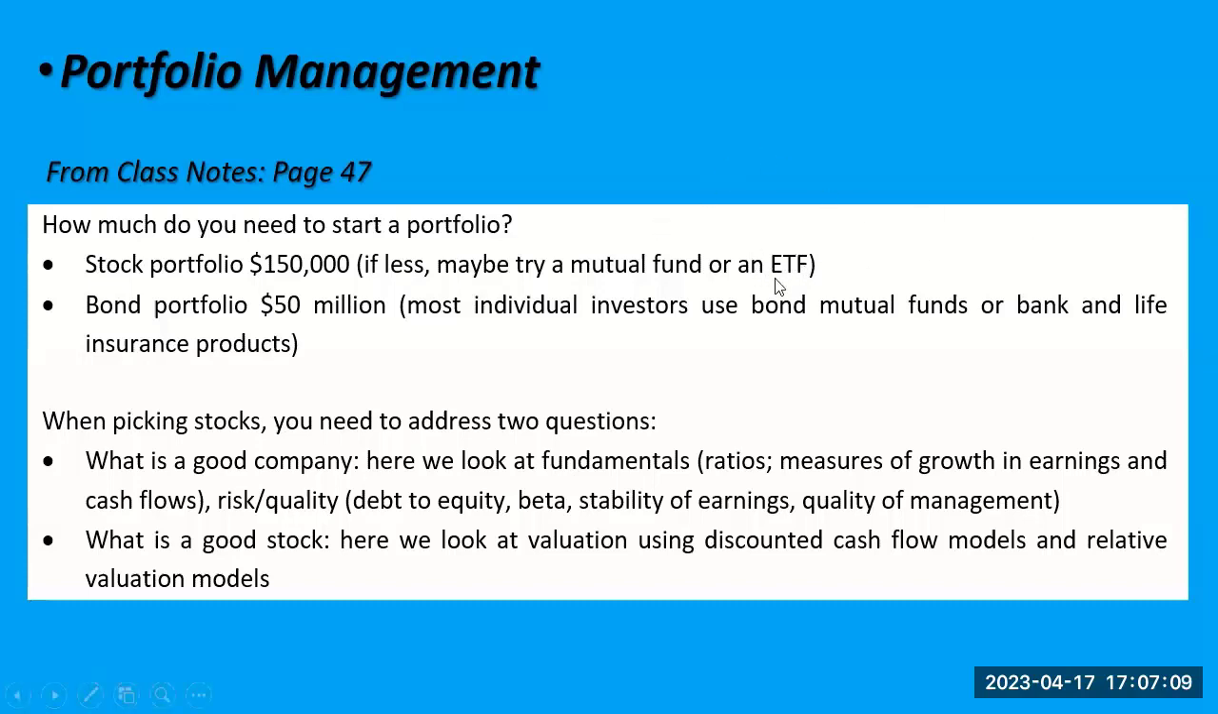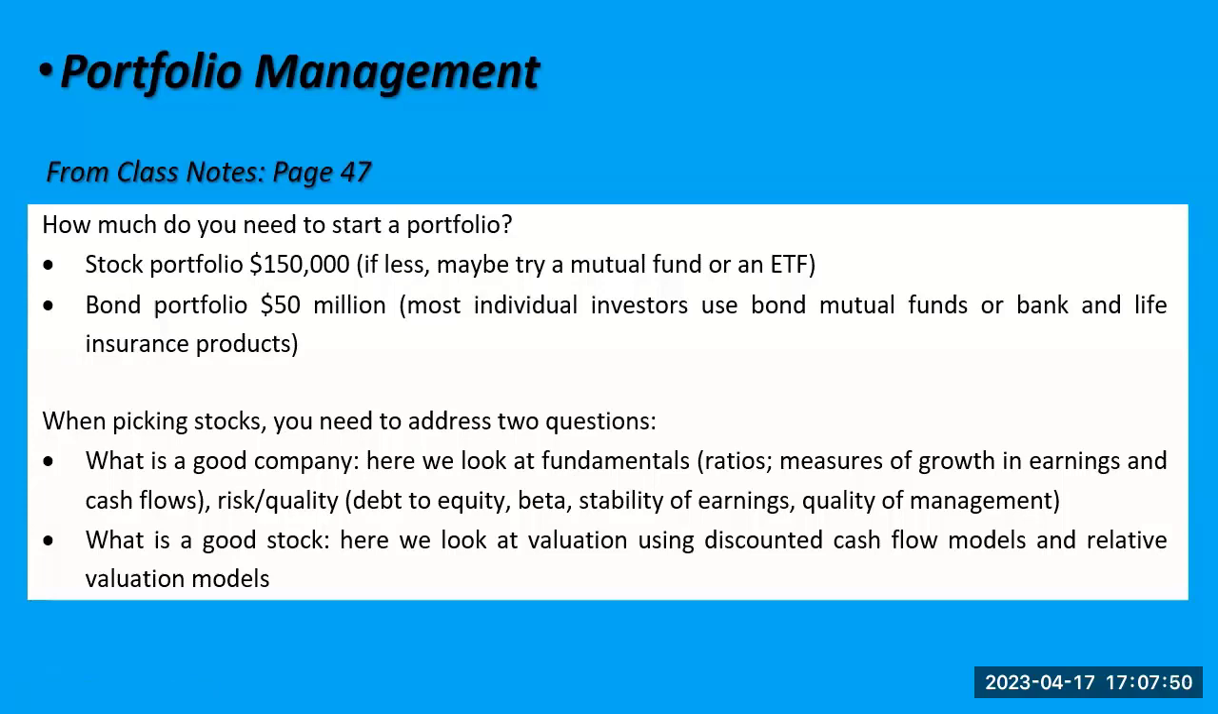Or you can have $1,000 and you can do ETFs. Remember with an ETF, you can buy one ETF, but it has hundreds of stocks in it. So you can get a well-diversified portfolio just by buying an ETF. An ETF is just whatever the price of the ETF is. Like the S&P 500, the SPY, that's a $400 ETF. So if you have $1,000, you can buy two shares of that and you have the entire US stock market. So much, much less if you're doing mutual funds or ETFs. But if you're going to buy individual stocks, you're probably going to need at least $150,000. Bond portfolios, you need millions if you're going to do bond portfolios.